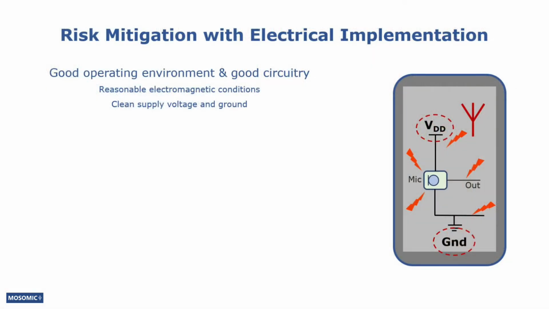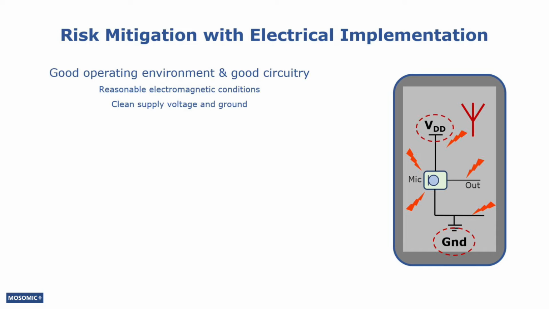Even with a microphone that has very high electrical robustness, it's still important to make sure that the electrical implementation of the microphone does its job to also minimize the risk of problems. The implementation should provide the microphone a good operating environment and circuitry that enables getting the best possible performance out of the microphone. The environment should be reasonable when it comes to electromagnetic radiation. This is related to, for example, the proximity and strength of electromagnetic interference sources, such as antennas, switching amplifiers, and so on. The supply voltage and ground for the microphone should be as disturbance-free as possible and feasible.